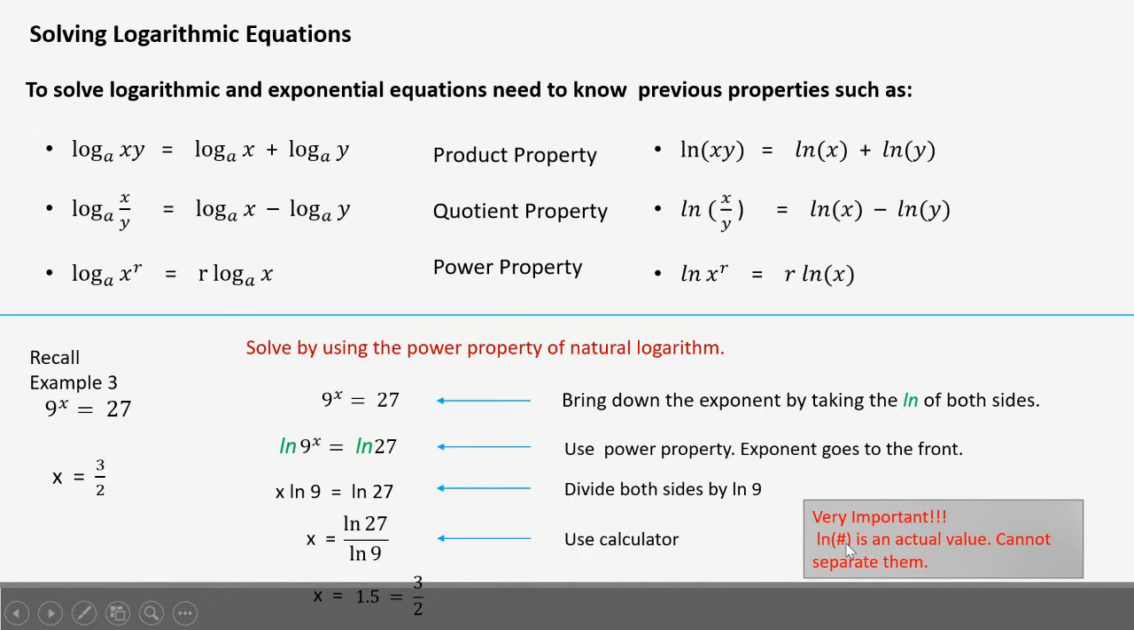Okay, so everything is very clear here. Again, very important, the ln of a number is an actual value. You cannot separate them. For example, the ln of 27 is a number. The ln of 9 is a number. You cannot cancel the ln's like that, guys. You have to put in the calculator the ln of 27 divided by the ln of 9 to give you the correct answer. You guys okay with that? Any questions? No questions so far. Okay.